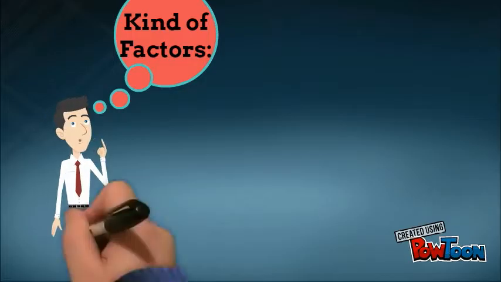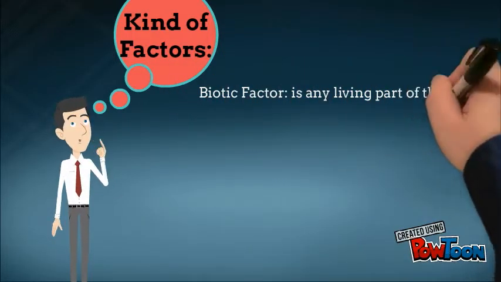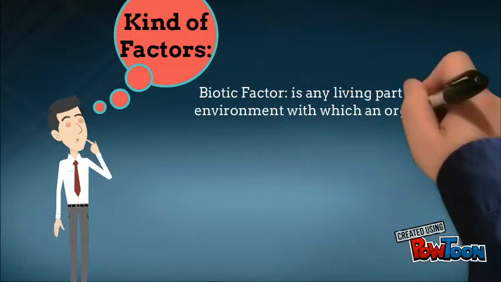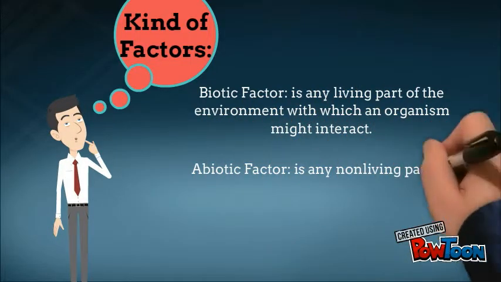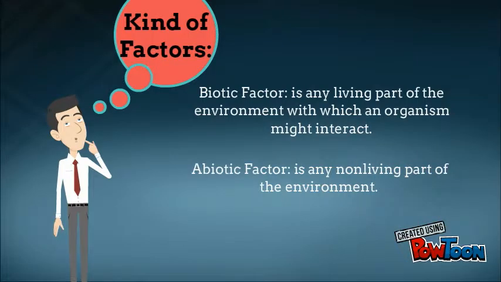Kinds of factors. A biotic factor is any living part of the environment with which an organism might interact. An abiotic factor is any non-living part of the environment.